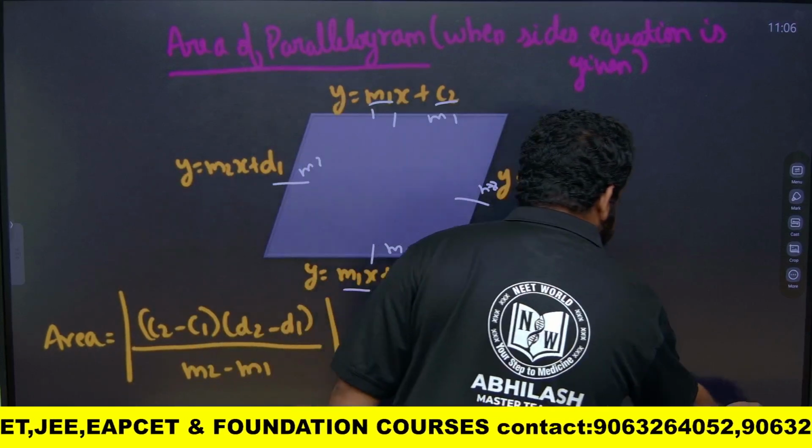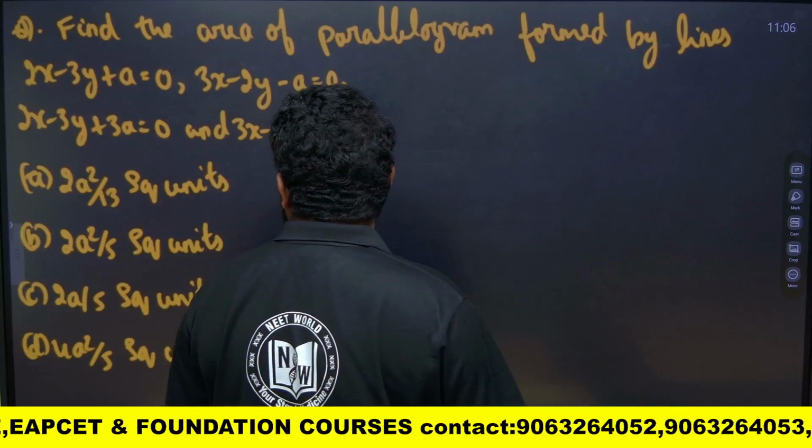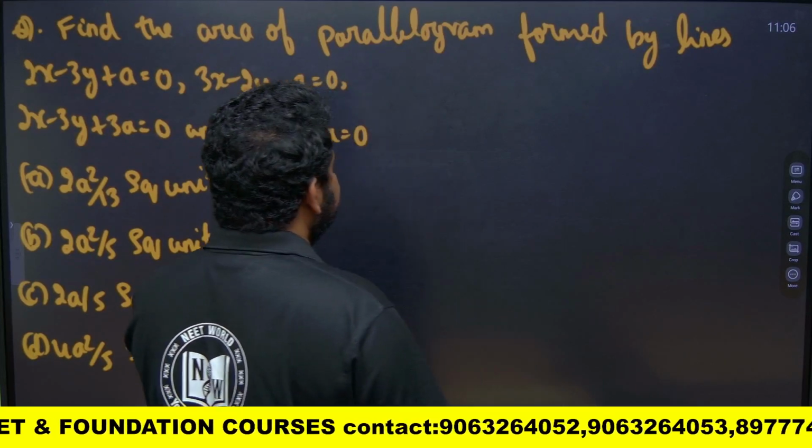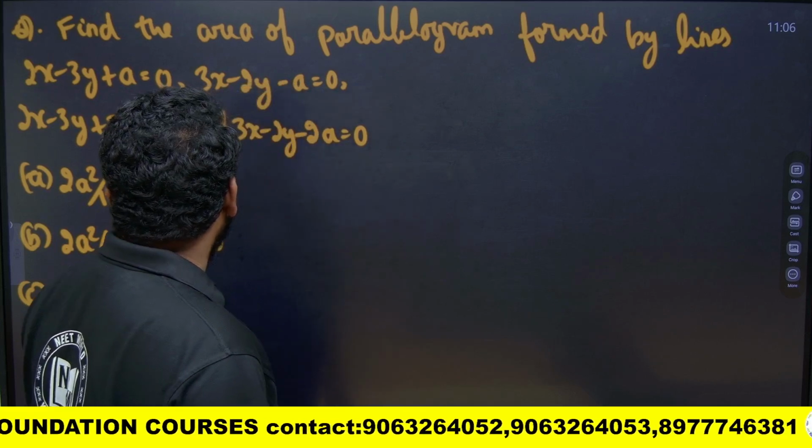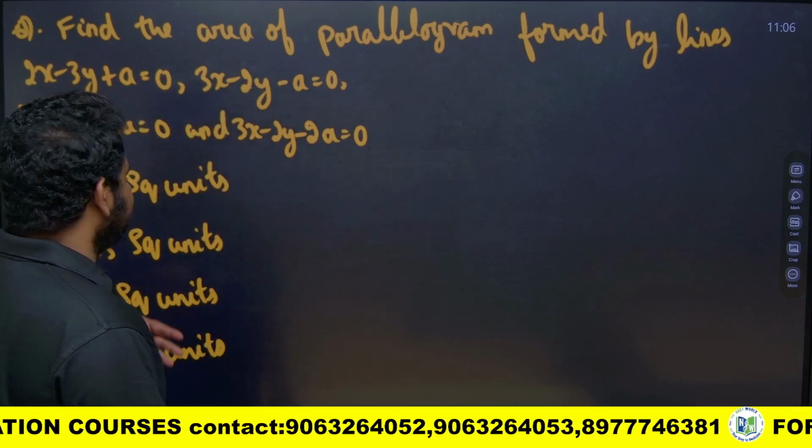Okay, now let us solve a question. They have given: find the area of a parallelogram formed by the lines. Okay, they have given some lines. For this we have to find the area.